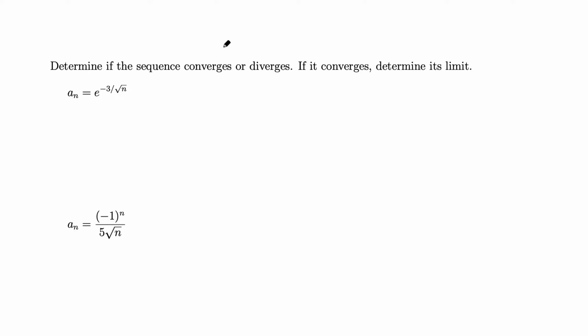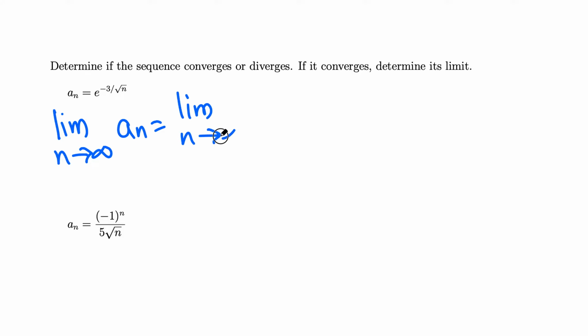Determine if the sequence converges or diverges. If it converges, determine its limit. All we have to do is find the limit as n approaches infinity of a_n. That is, the limit as n approaches infinity of e raised to negative 3 over root n.